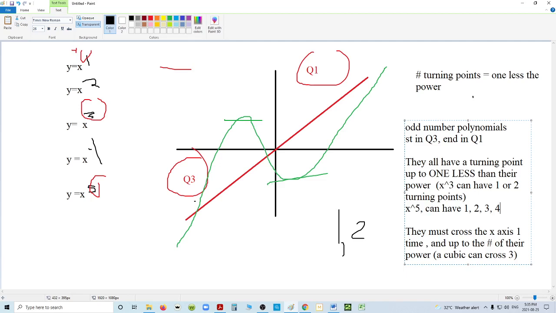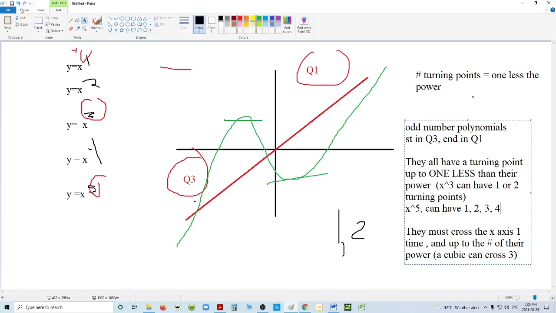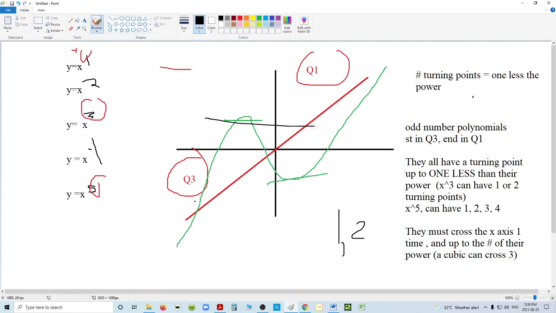So this is something you should memorize. You should also memorize that these turning points are where the slope of their tangent is going to be 0.